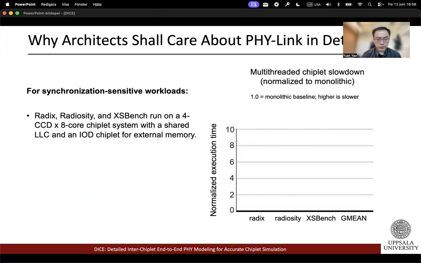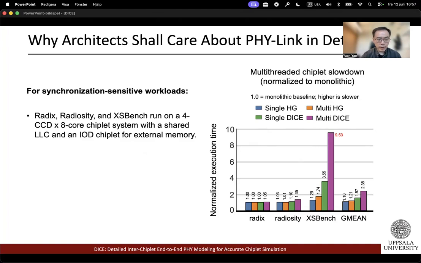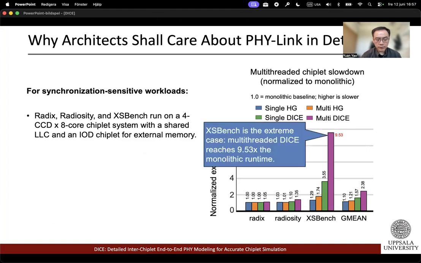Similar problems happen to synchronization-heavy multi-threaded applications. The key result on this slide is the multi-threaded application slowdown. Here, we show the difference of running the same program using single-threaded and multi-threaded mode. Each mode involves 3 cases, running with monolithic cores, which is the implicit baseline here, with chiplet systems using HeteroGarnet, and using DICE. We can observe that for a workload like XSBench, which is memory intensive and synchronization sensitive, DICE predicts much larger slowdowns than fixed latency models. In the most extreme case, multi-threaded DICE reaches about 10 times the monolithic runtime.